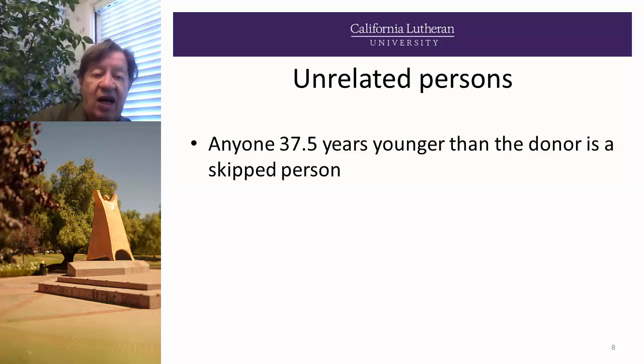So if you are 67 and a half years old, anybody under 30 would be a skip person. I had one situation involving that where a senior executive in his 60s gave a gift to a secretary, and when he told me, he said, oh, she's about 50 years old. It turned out she was like 21, and to make a long story short, a mistake was made. We did not fill out the generation skipping tax.